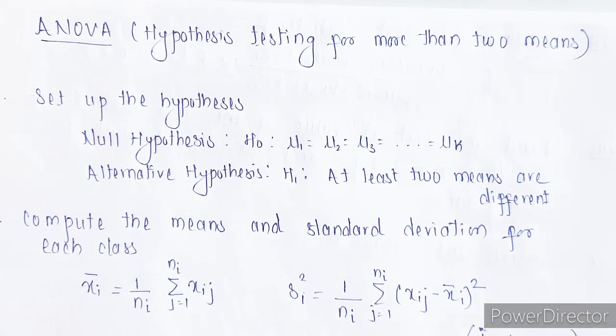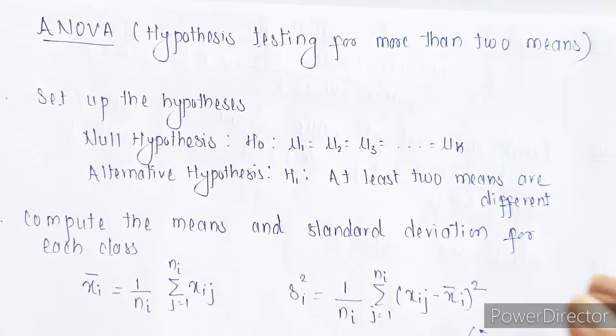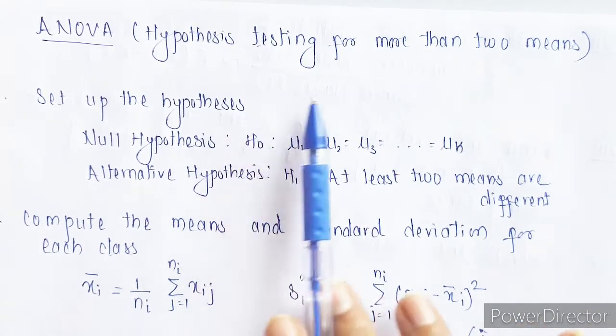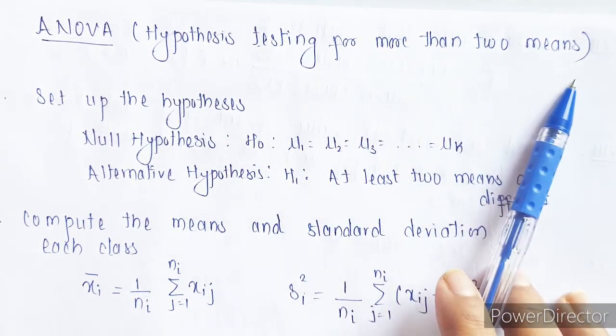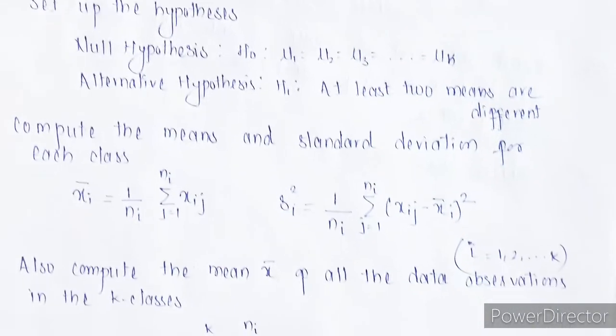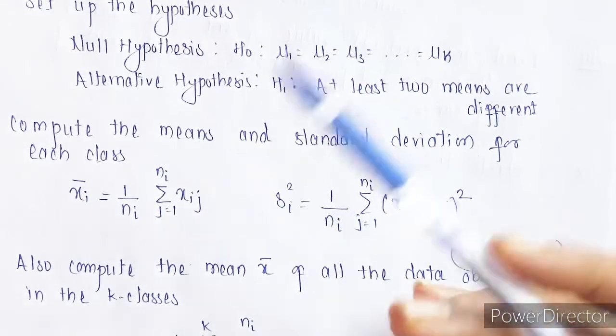Next test is ANOVA. Now, ANOVA is used whenever we have to compare more than two means. So, it is also called hypothesis testing for more than two means. Whenever we have to compare more than two means, then we are going to use ANOVA. Now, these are the steps we have to follow.